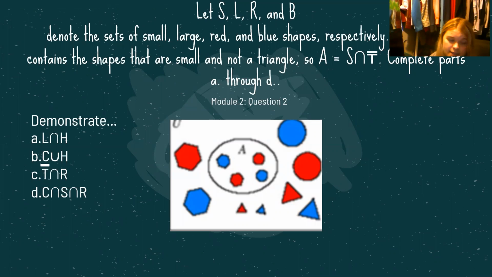For question D, it is asking us for C, intersection of S and intersection of R. So that is going to be circle shapes that are small and red. That is going to be all the shapes that are red, small, and circles. So small red circles would be the only ones that could be demonstrated here.